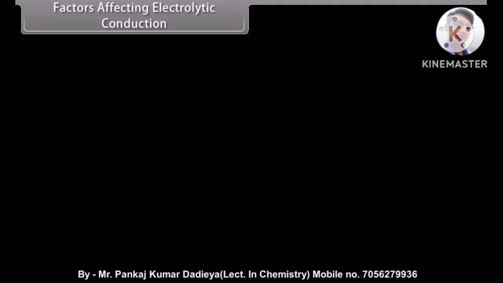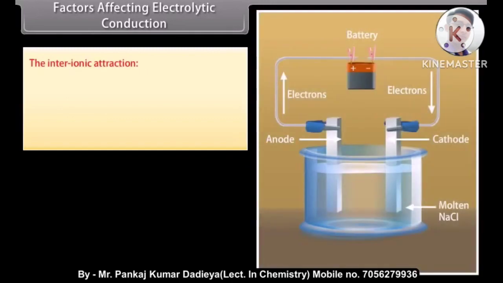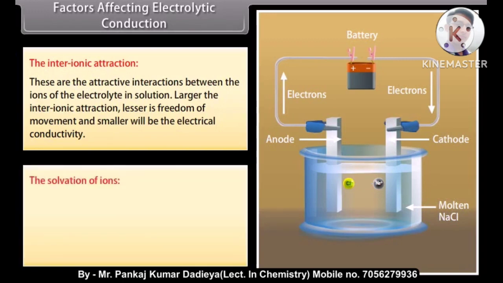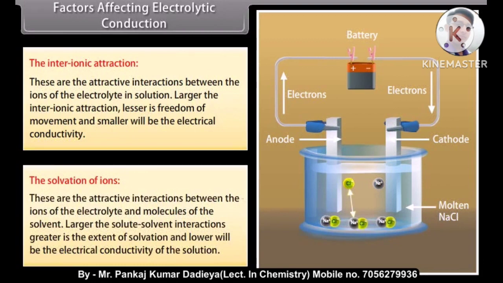Factors affecting electrolytic conduction. Electrical conductivity of the solutions of electrolytes depends on the following factors. The inter-ionic attraction. These are the attractive interactions between the ions of the electrolyte in solution. Larger the inter-ionic attraction, lesser is the freedom of movement, and smaller will be the electrical conductivity. The solvation of ions. These are the attractive interactions between the ions of the electrolyte and molecules of the solvent. Larger the solute-solvent interactions, greater is the extent of solvation and lower will be the electrical conductivity of the solution.